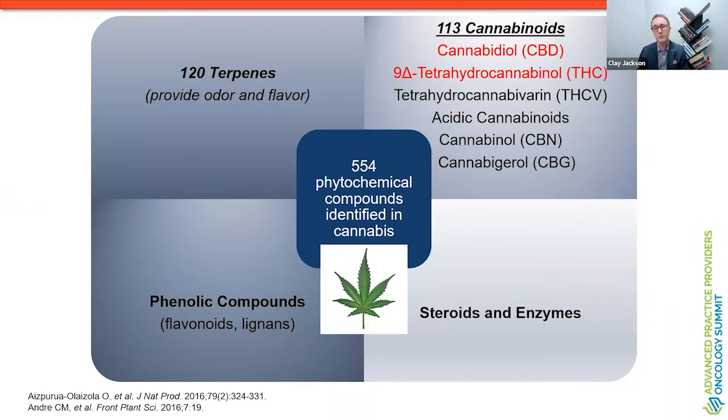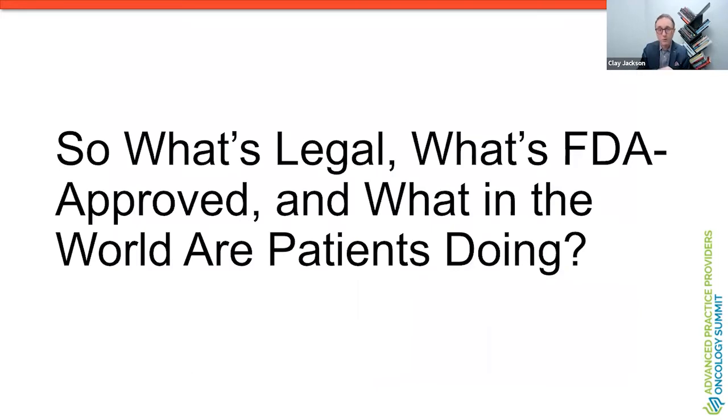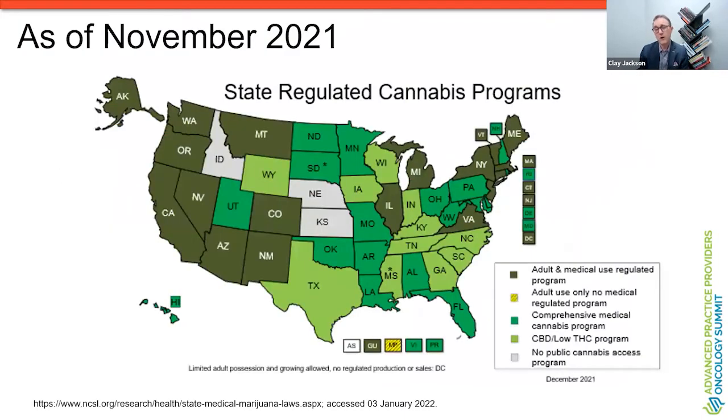So if somebody tells you, "Hey, I was smoking weed and now you prescribe me Marinol, which is basically purified THC, and that's not working," well, maybe it's not, because there are 553 other compounds they were getting in their Cheech and Chong stuff that they're not getting in your Dronabinol or Marinol that's being prescribed. So what's legal, what's approved, and what are all of our patients doing?